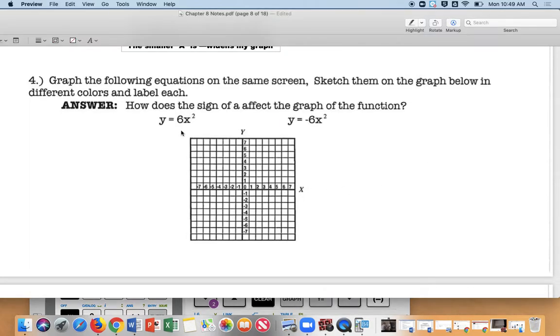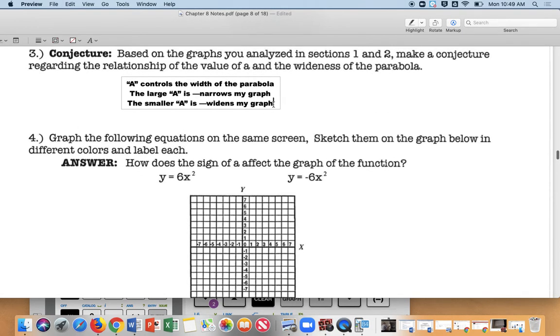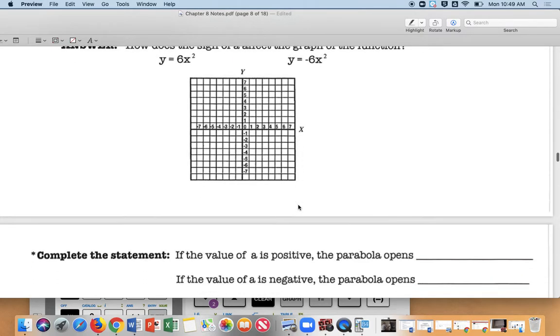Not only does a control the width of my graph, but it also controls the direction. a also controls if it opens up or down. Up is positive and down is negative. Here, they're both the same width, but this opens up because it's positive, and this one opens down because it's negative.